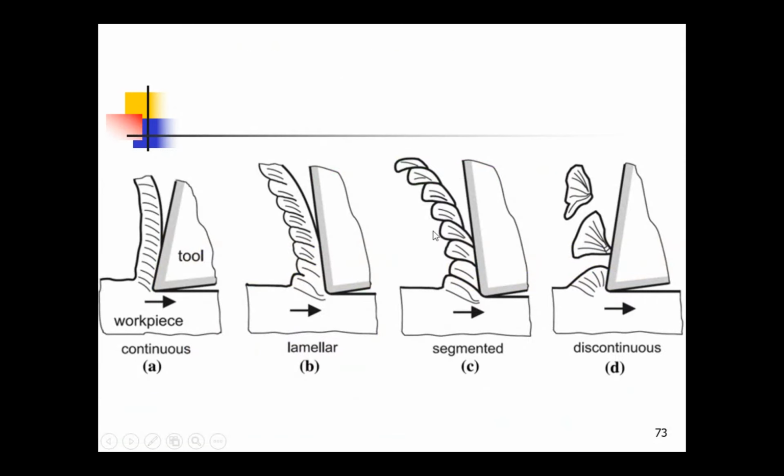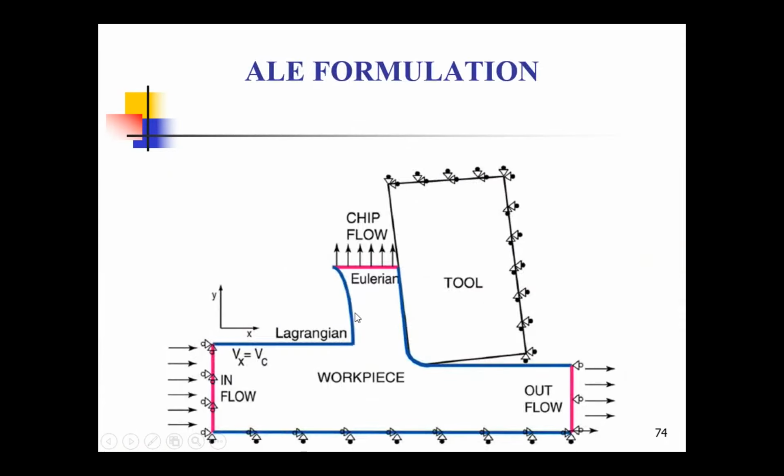So these are the different types of chips that can normally be produced. Continuous chips, discontinuous chips, segmented chips, laminar chips, and also built-up chips can be produced. So this is the ALE formulation, arbitrary Lagrangian Eulerian formulation. This is how the chip is going to flow, and this is the workpiece, and here the tool is kept constant and the workpiece is moving out.